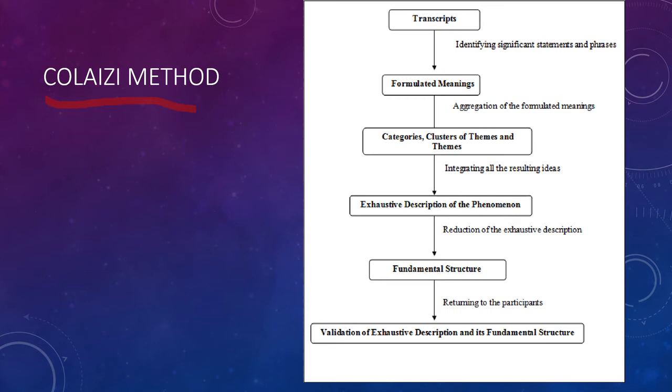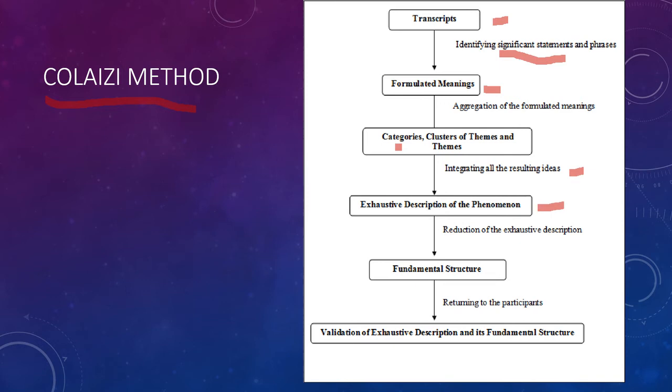So when you collect the data, you need to transcribe it, and from the transcript you identify significant statements. Because, let's say, you have pages and pages of data, but you only extract the significant statements. From the significant statements, you try to see what the formulated meanings are, and the aggregation of the formulated meanings. And then you categorize, cluster into themes, and then try to collapse them. So it's integrating all the resulting ideas.